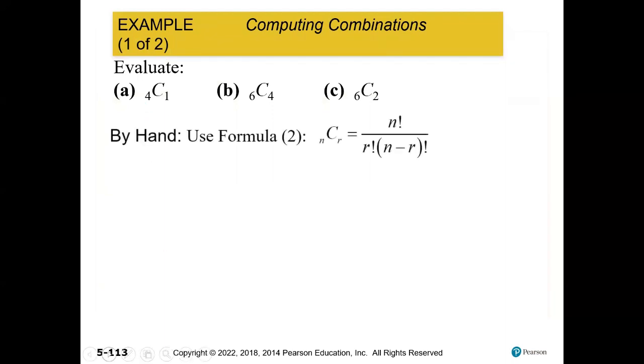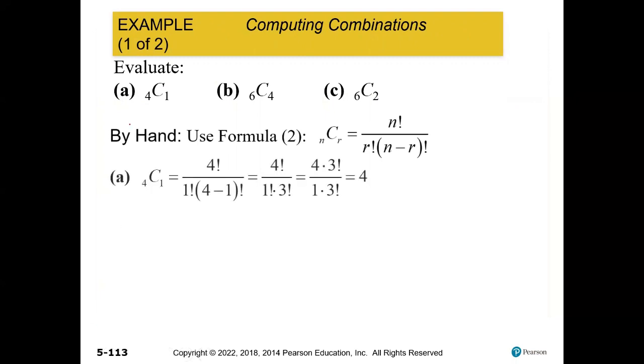4C1. If I were to do that using the formula, the total is 4. So 4 factorial would go on top. I would put 1 factorial, which is the value, and then their subtraction, 3 factorial. So 4 factorial is 4 times 3 times 2 times 1. And on bottom, I have 1 times 3 factorial, 3 times 2 times 1. So 4 over 1 is 4. That's a lot of handiwork just to get the answer.